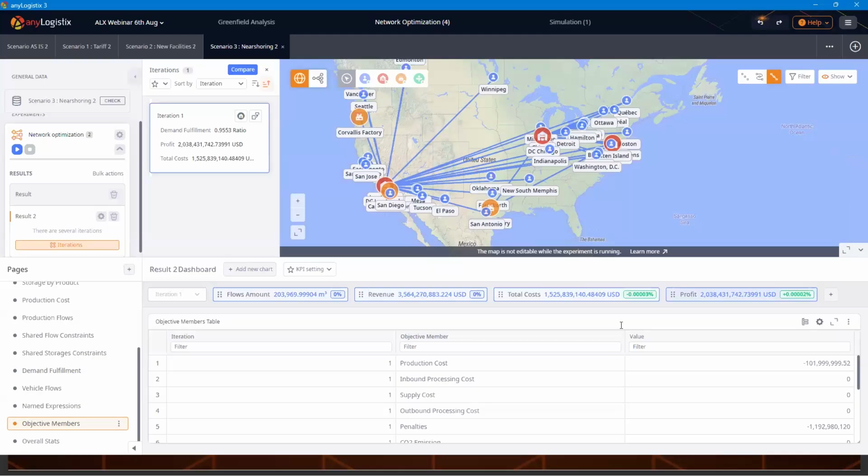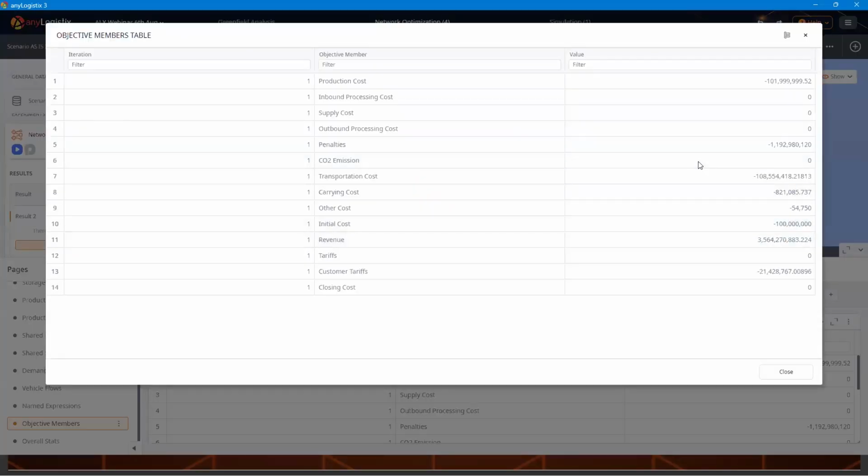So if we go back in the objective member again, here we can see there is something called a penalty. This penalty is nothing but, since we are not able to deliver to all the customers, and in the demand table we added some penalty for it, that's how it is calculated. But if we neglect that, we can see the production cost is like 102 million, which is high because we are producing only in the USA now. Then the transportation cost is also high. Carrying cost is like 0.8 million. Other costs remain the same.